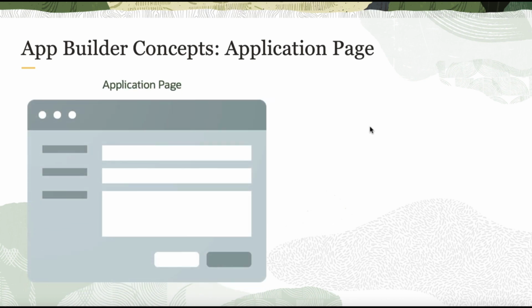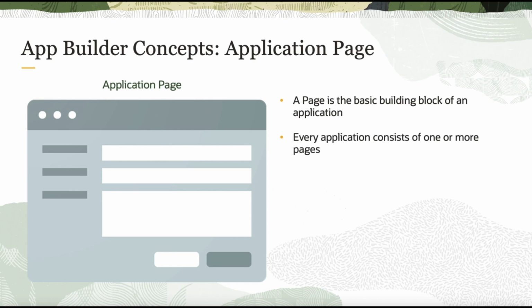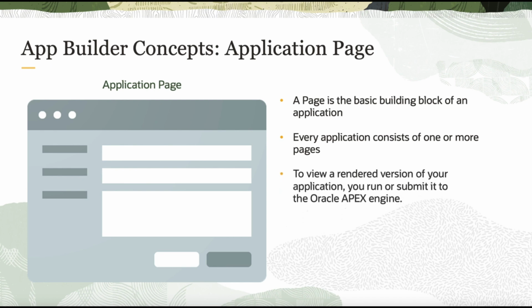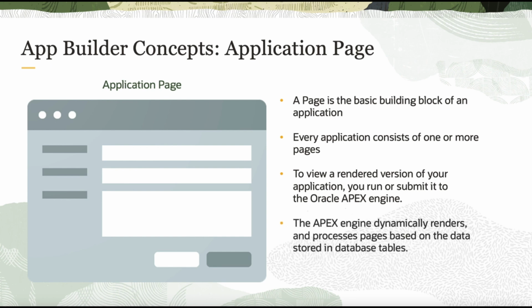Now let's learn about an application page. A page is the basic building block of an application. Every application consists of one or more pages. To view a rendered version of your Apex application, you run or submit it to the Oracle Apex engine. The Apex engine dynamically renders and processes pages based on the data stored in database tables. Now, if you create new pages, you can either run them individually or run an entire application.